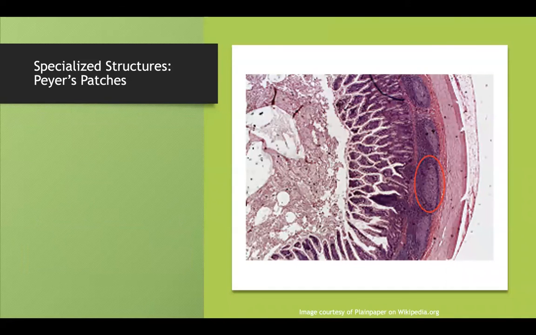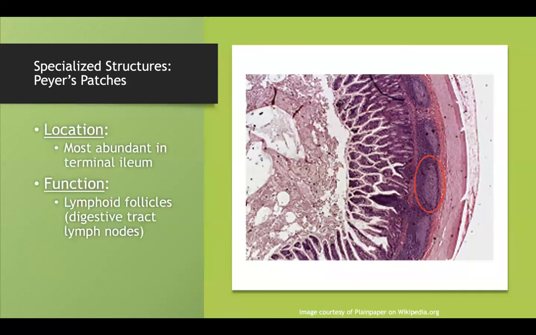The last specialized structure I want to talk about are Peyer's patches. These are located in the terminal ileum. They're located throughout, but mostly in the terminal ileum. And their function is they house lymphoid follicles, which are our lymph nodes in our digestive tract.